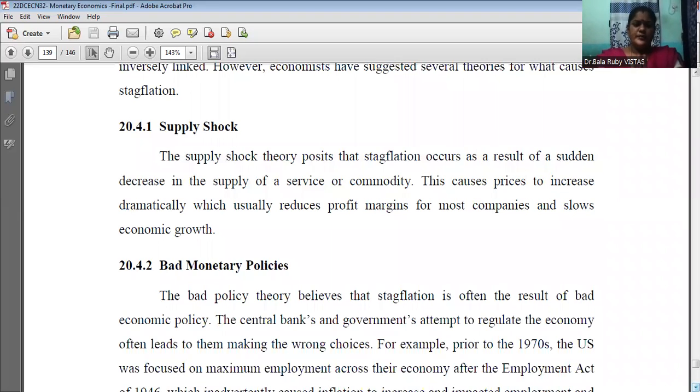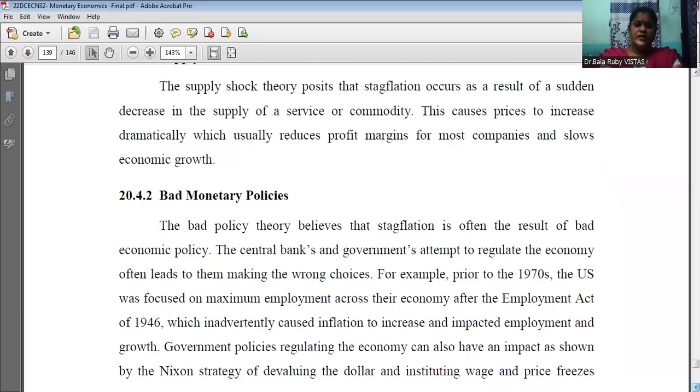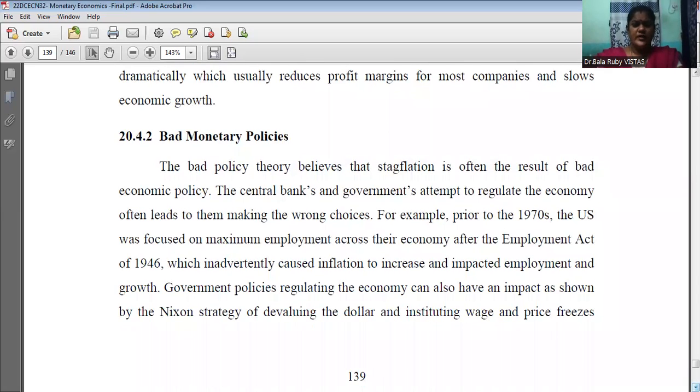The supply shock theory holds that stagflation occurs as a result of a sudden decrease in the supply of a service or commodity. This causes prices to increase dramatically, which usually reduces profit margins for most companies and slows economic growth. The next one is bad monetary policy.